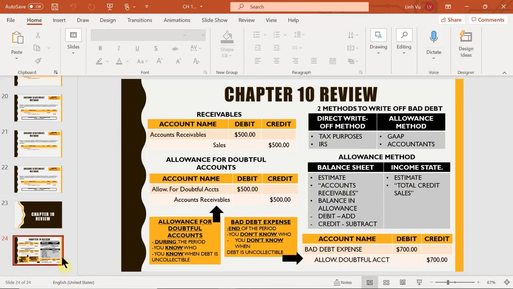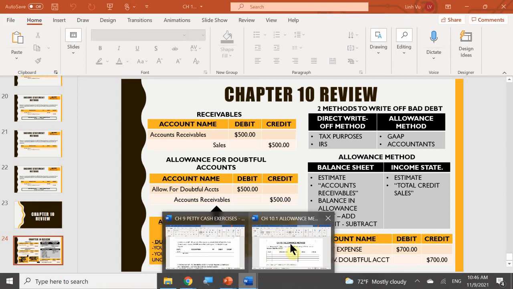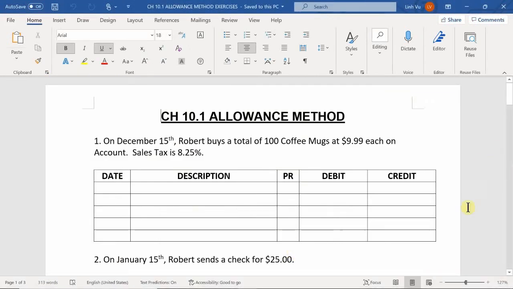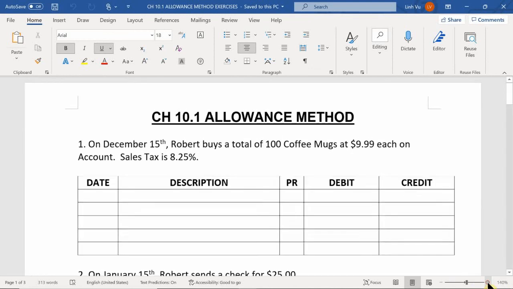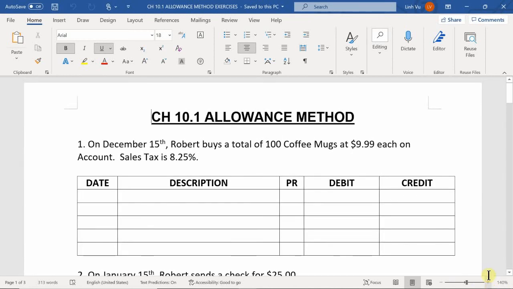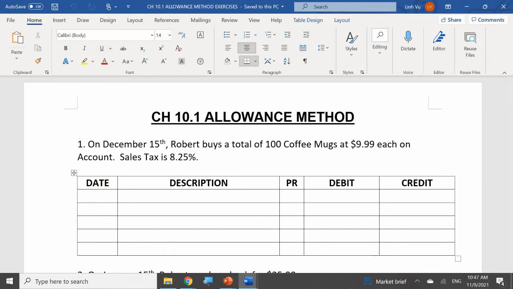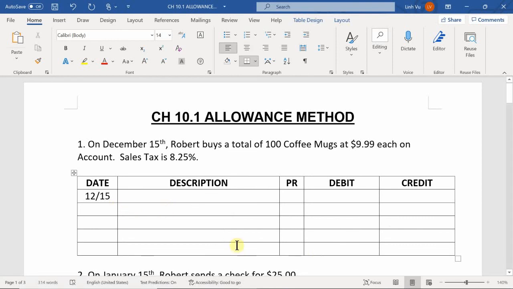So let's go ahead and dive right into the chapter 10.1 exercises. So this one's a little easier, I hope, to understand. Okay. So let's take a look at our exercise. Question number 1. On December 15, Robert buys a total of 100 coffee mugs at $9.99 each on an account. Sales tax is 8.25%. So, how do I journalize this transaction? It is December 15. Sales and sales tax, good. Now, what is the account? What's my debit account going to be?